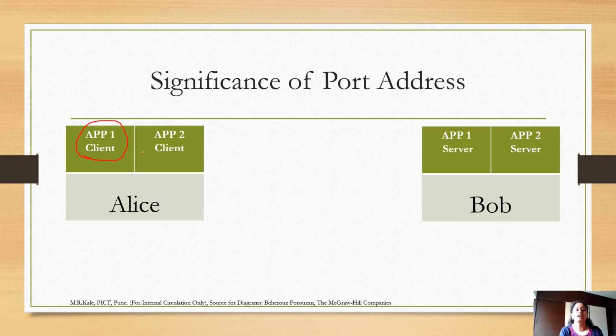So Alice is being client for two applications or two processes, right? And Bob is running corresponding servers. So app1 server and app2 server are available or running on Bob. Now when Alice's app1 client wants to communicate with the app1 server, it will have to send certain data packets with requests. Okay, the client has to make a request to the server for establishing the communication.